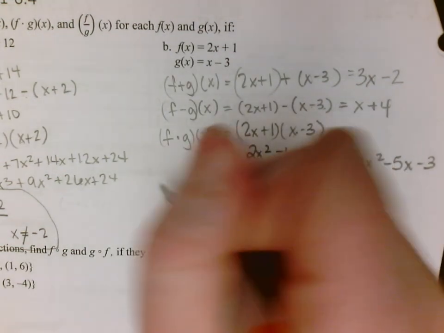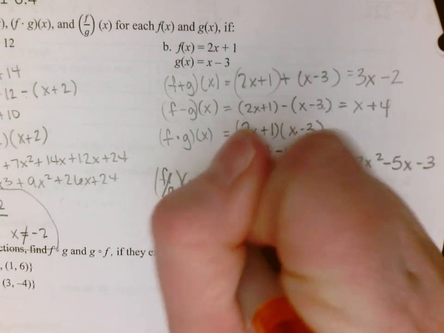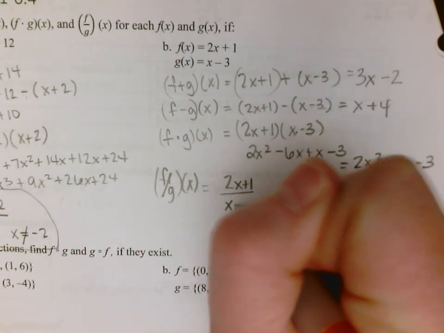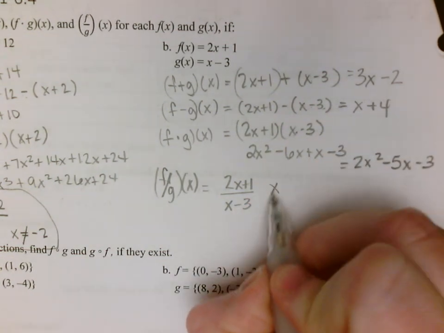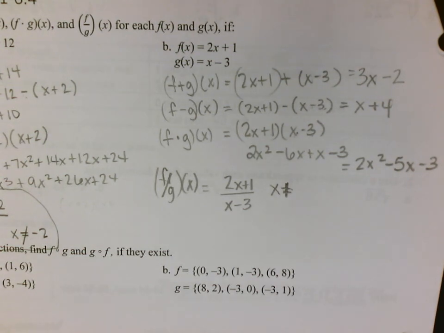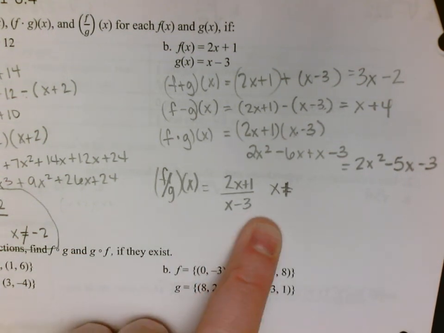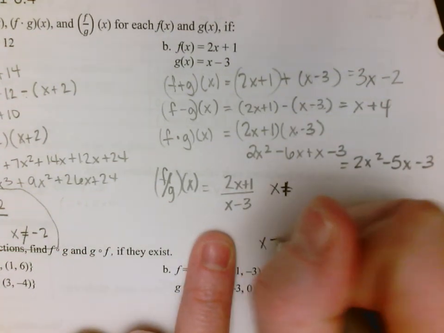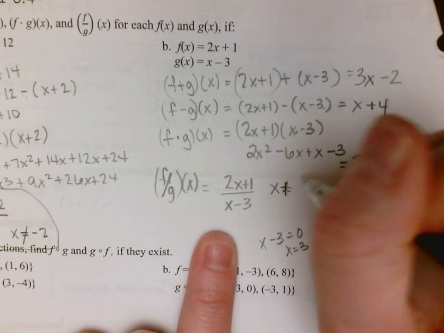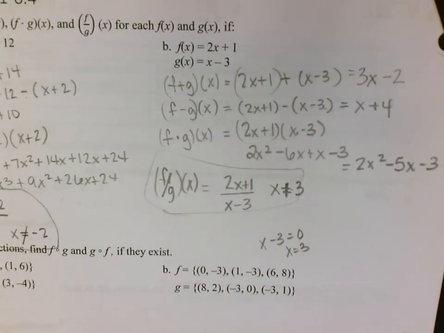Last but not least, division. F divided by g of x. 2x plus 1 divided by x minus 3. X cannot equal a value, and it's whatever the denominator is equal to 0. So if I solve this to be 0, off to the side, x minus 3 equals 0. X equals 3, so x cannot equal 3. This whole thing, once again, is your answer for division.